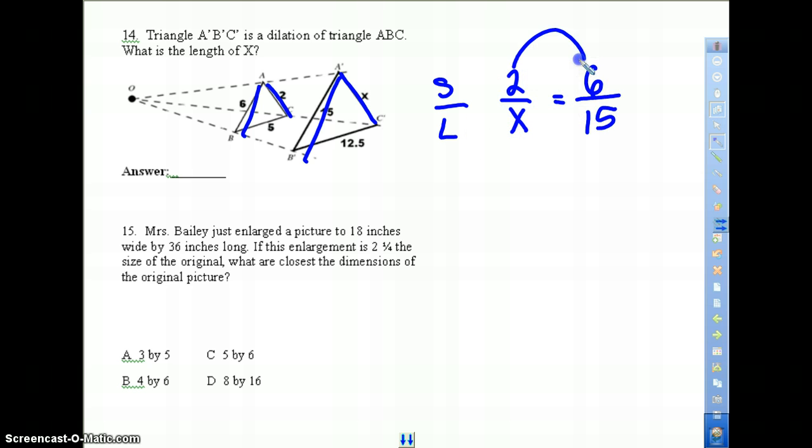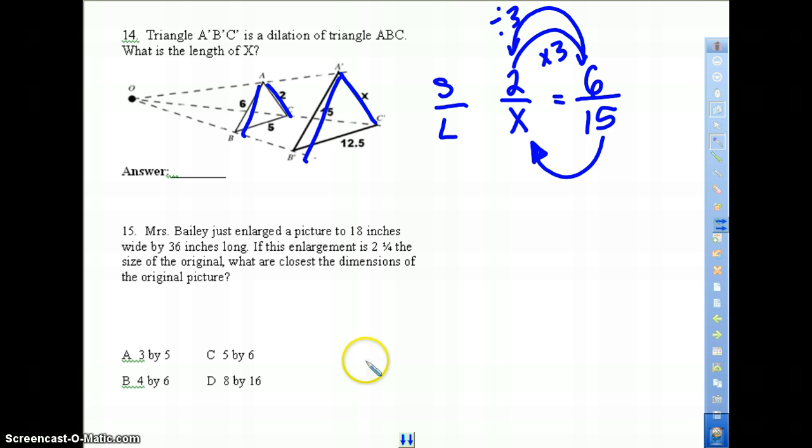Well, you don't even have to cross multiply. Look at the relationship here. You multiplied by 3 going this way, so guess what you're going to do this way? Yeah, divide by 3. And your answer is going to be what? Yep, I knew you knew it.